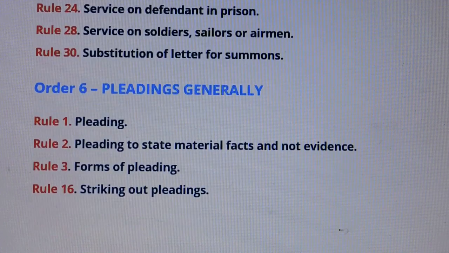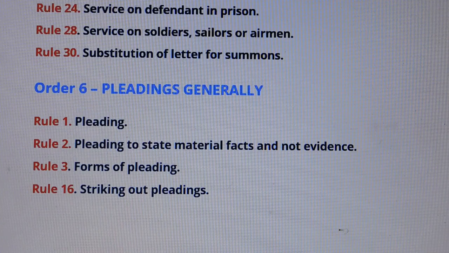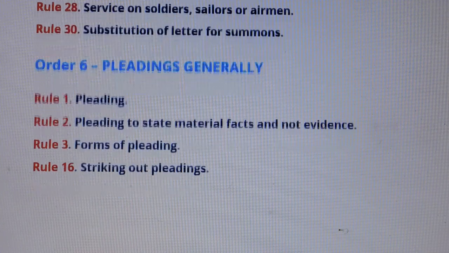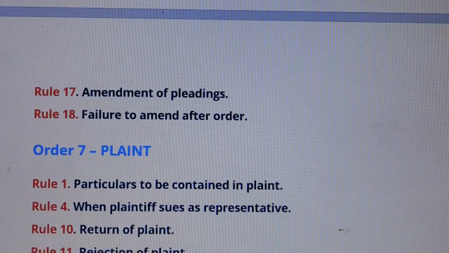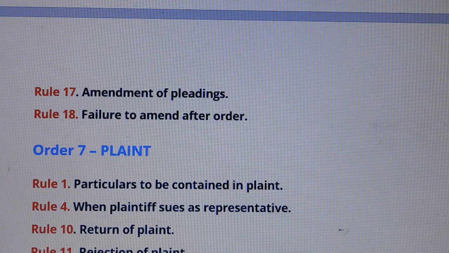Order number 6, pleadings generally. Rule 1, pleading. Rule 2, pleading to state material facts and not evidence. Rule 3, forms of pleading. Rule 16, striking out pleading. Rule 17, amendment of pleadings.